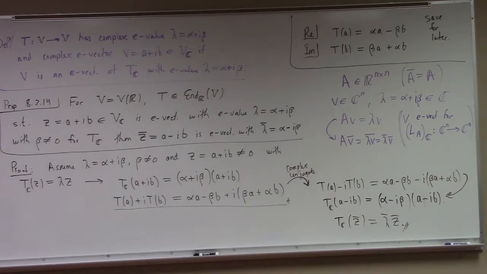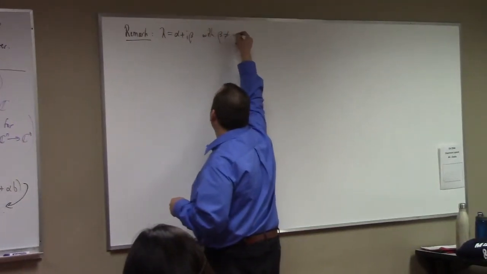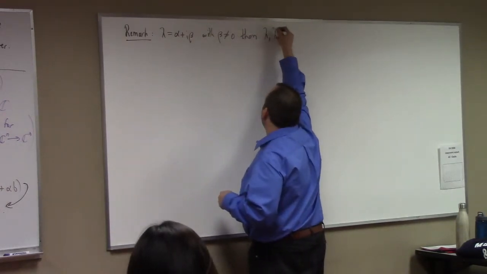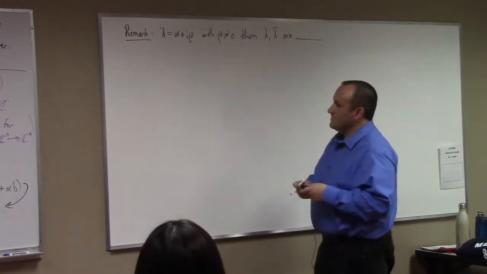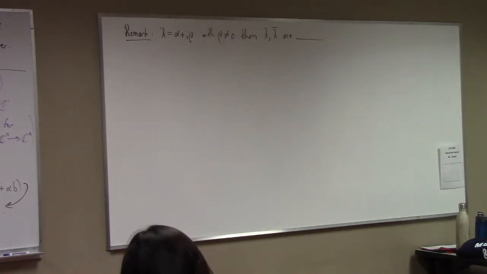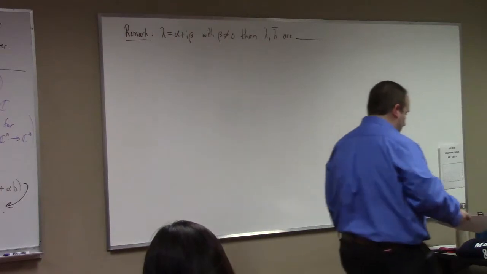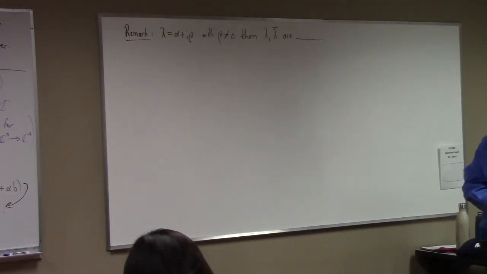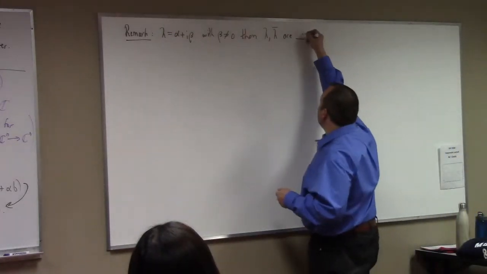Why is this important? What can you tell me about lambda and lambda bar if beta is non-zero? Fill in the blank for me. They're both complex, sure. But one more thing: they're not equal. That's the thing. They're distinct.